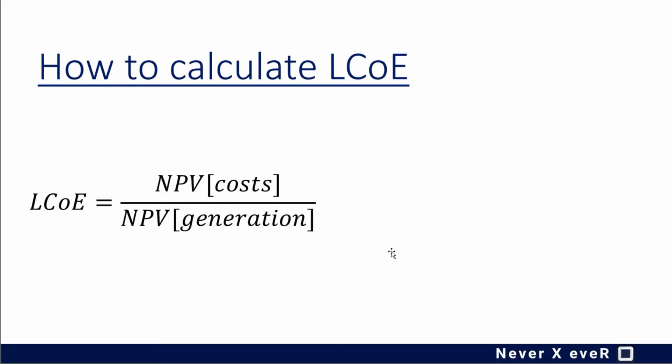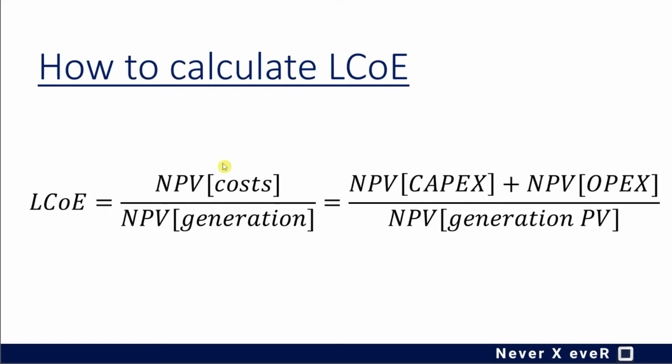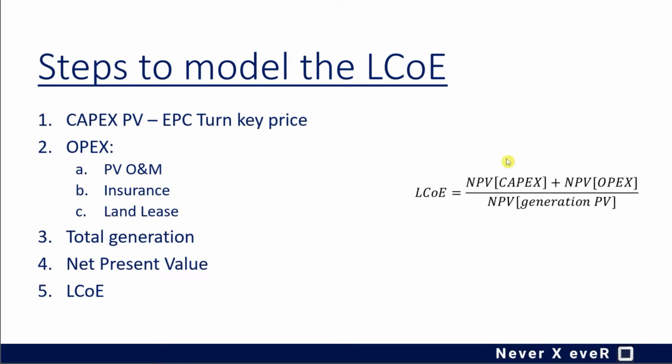But before we go to Excel and start modeling it, let's review how an LCoE is calculated. And it's very simple. The LCoE is equal to the net present value of all the project costs divided by the net present value of generation. We can further break it down to make it more detailed, by breaking down the NPV of the costs, which is equal to the net present value of the Capex plus the net present value of the Opex. Given that we're going to use this formula to calculate the LCoE, we're going to use the following steps to calculate it.